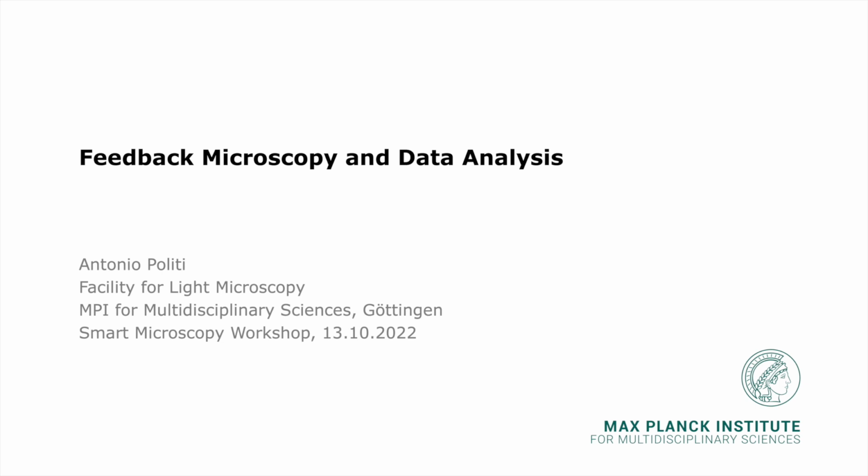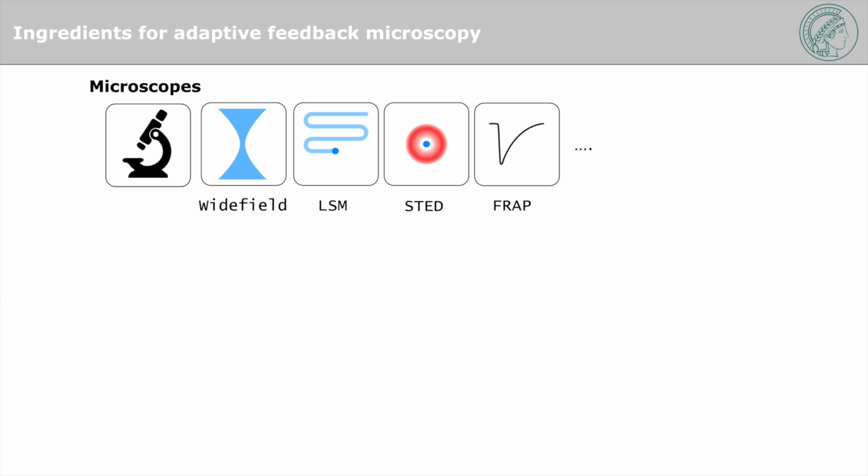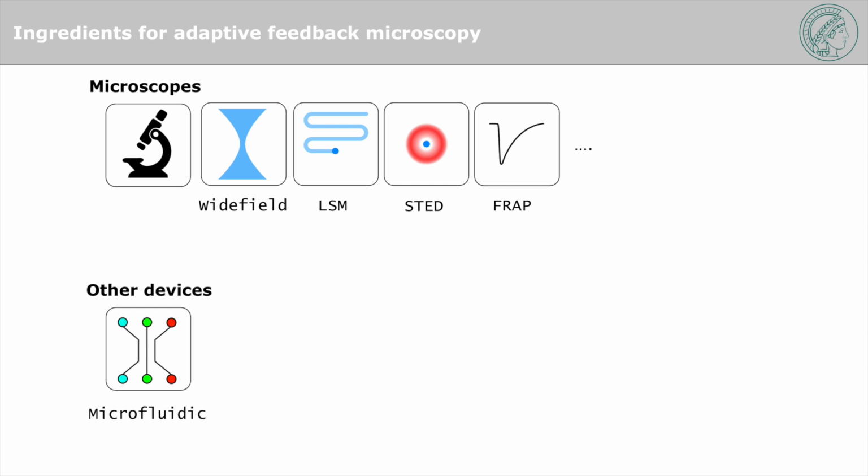In our facility, we support users in their image acquisition and in their data analysis, but also support them for workflows where they need feedback microscopy. So what we try to do is combine different ingredients. We have microscopes, obviously, and they could be different. They can be a wide field microscope, a laser scanning microscope, or for super resolution, like a STED microscope, or doing even different tasks like fluorescence recovery after photobleaching. We may also want to combine other devices, like microfluidic devices.